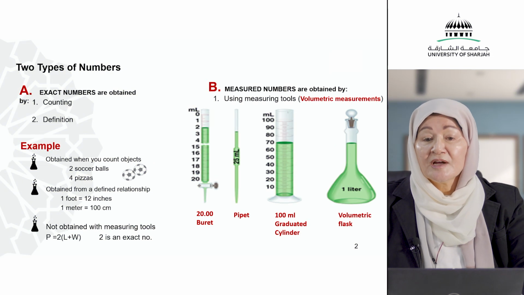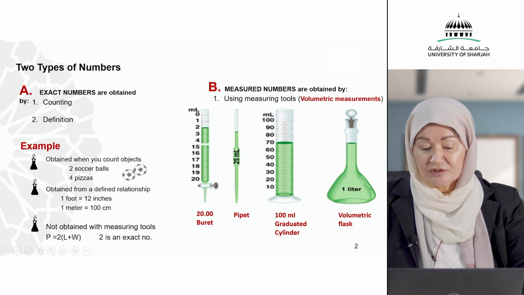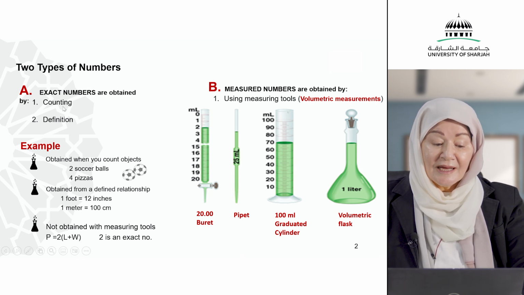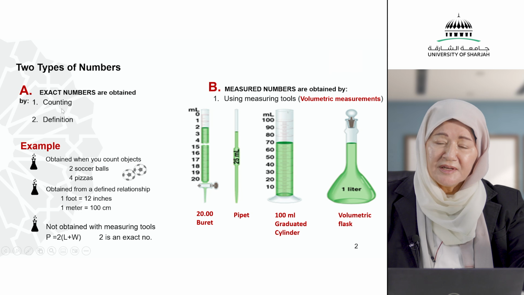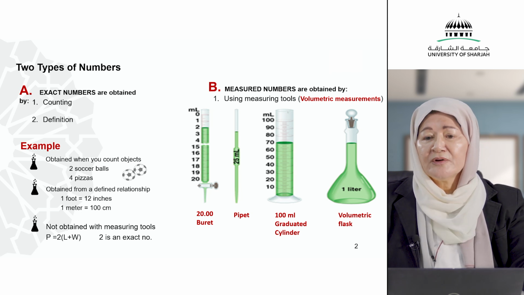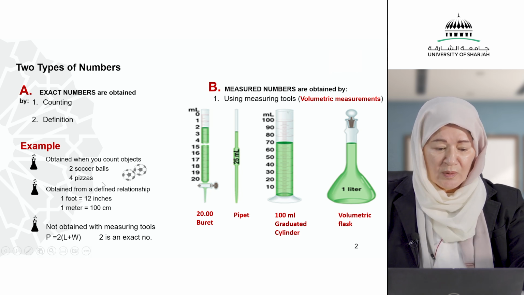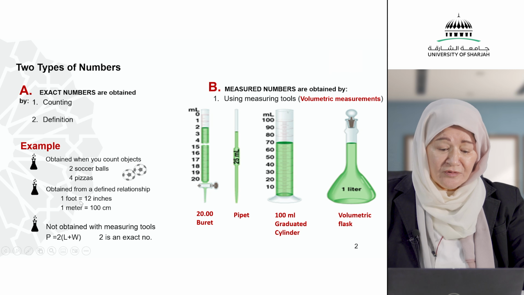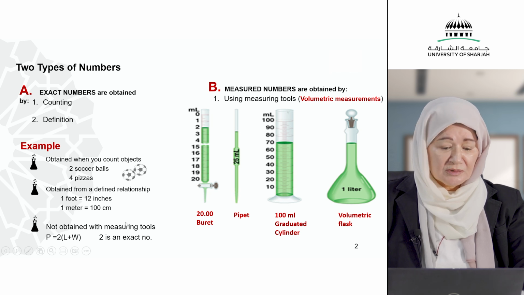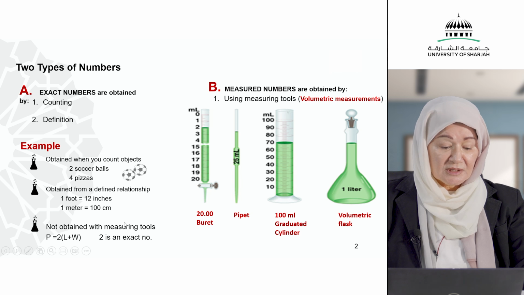There are two types of numbers: exact numbers and measured numbers. Exact numbers come from counting. I have 2 soccer balls, 4 whole pizzas. Or by definition: 1 foot is equal to 12 inches, 1 meter is equal to 100 centimeters.